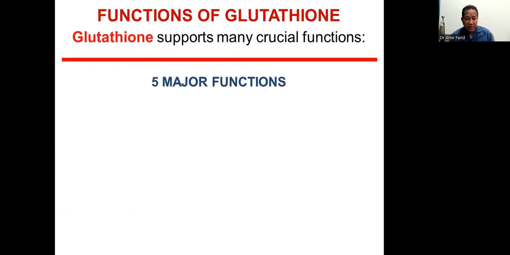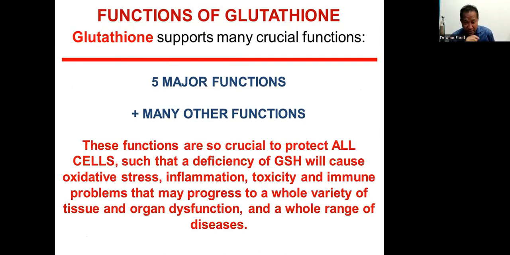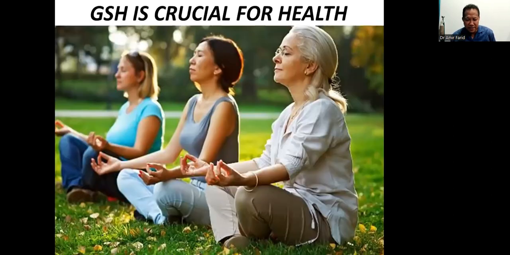Okay, so in summary, I've mentioned 5 major functions, but there are probably another 5,000 other functions of glutathione. There's so many. There's no system that escapes glutathione. And as far as I have discovered so far, there's almost no disease in which glutathione is not involved. These functions are so crucial to protect all cells, such that a deficiency of glutathione will cause oxidative stress, inflammation, toxicity, and immune problems that may progress to a whole variety of tissue and organ dysfunction and a whole range of diseases. So we can conclude that glutathione is crucial for health.